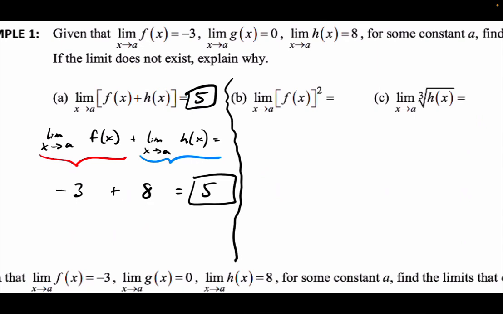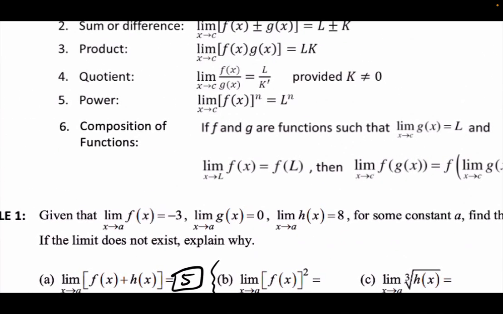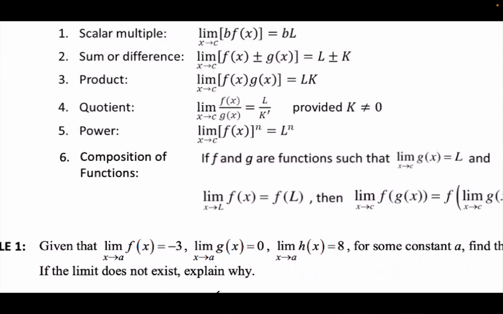Okay. So now let's do the second one. You see there's a power there, right? Well, the power property for limits says find the limit. Don't worry about the power right now. Just find the regular limit, and then whatever answer you get, then do the power. That's what that says. Find the limit and then do the power afterwards. So that's what we're going to do.